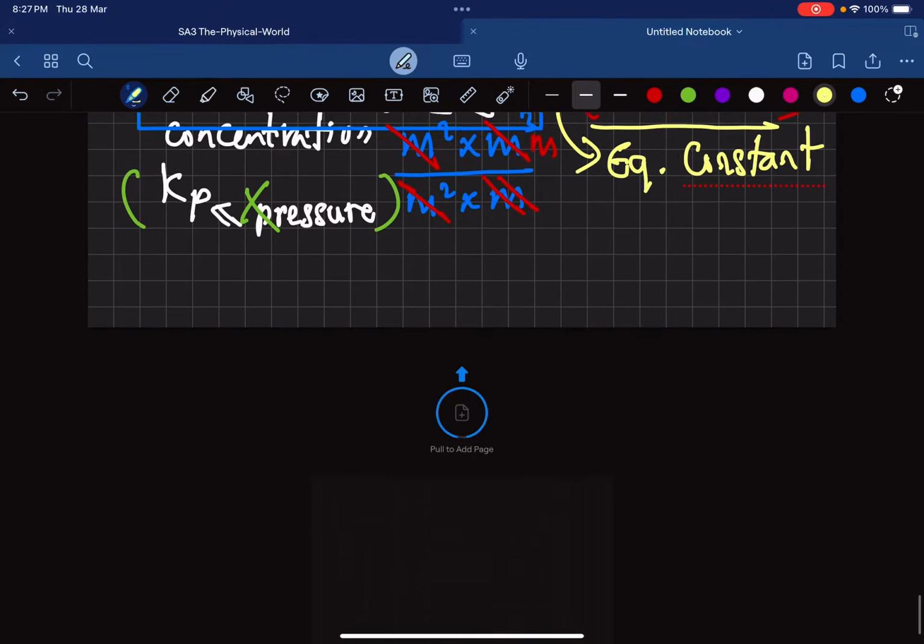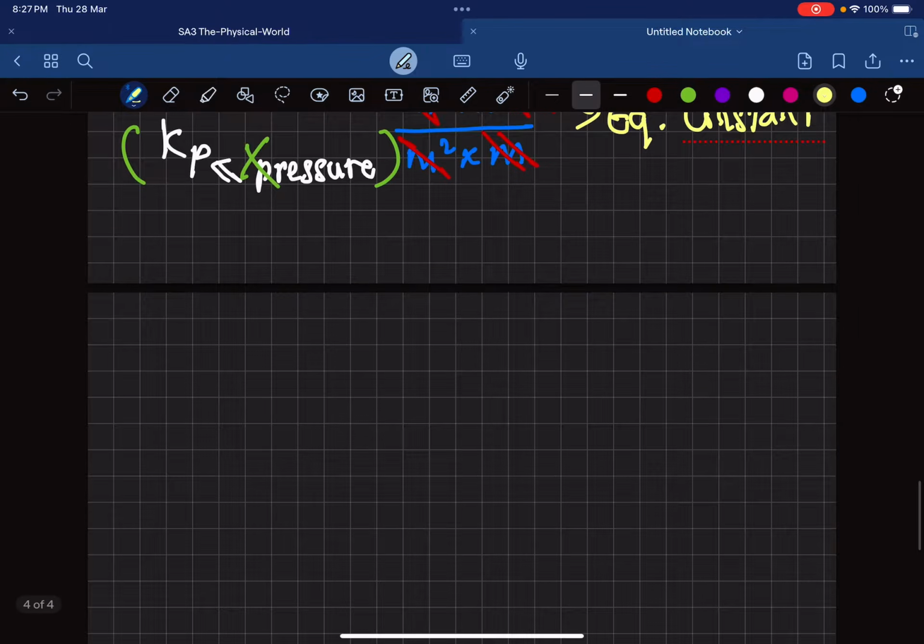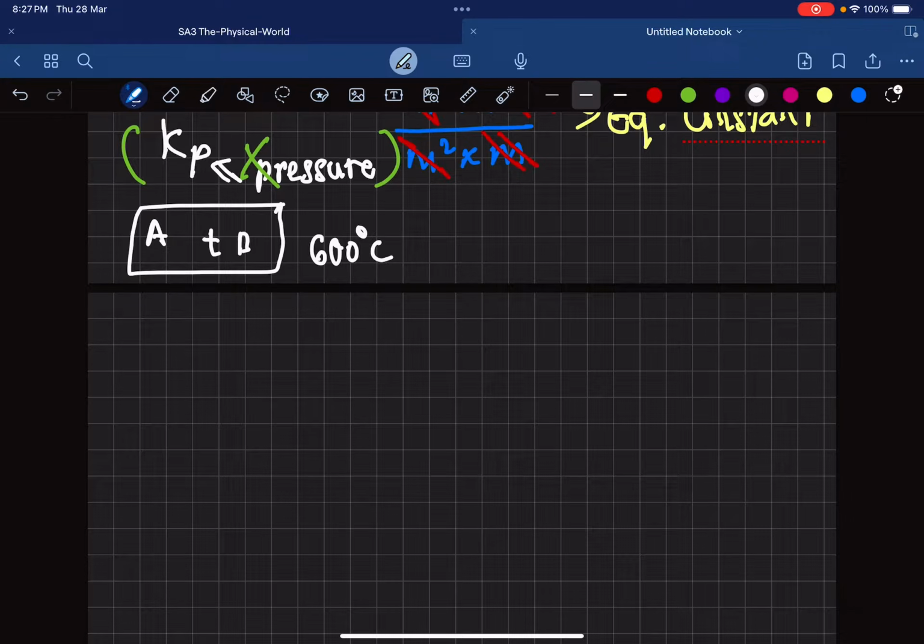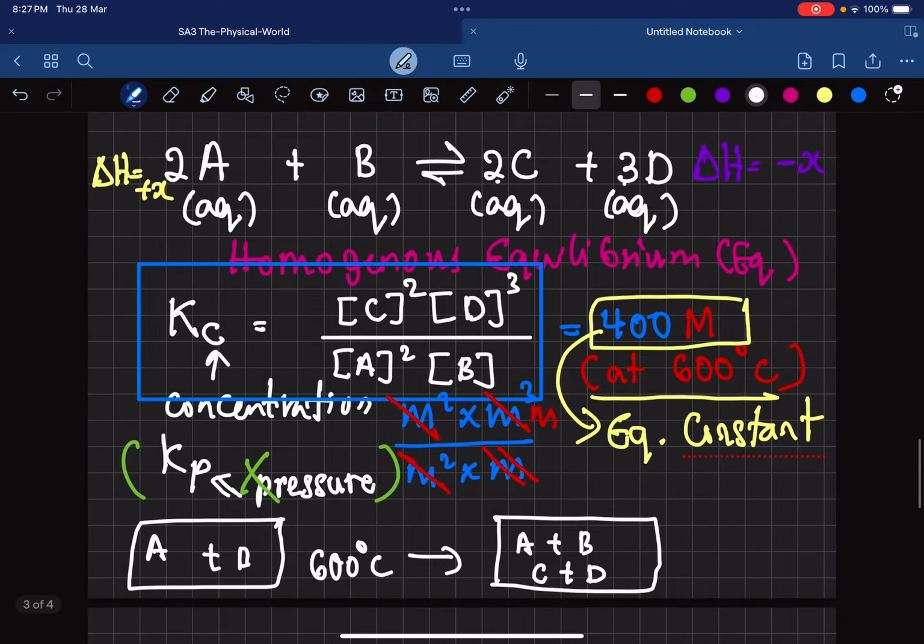Okay. So for example, let's say we have a container, and inside of this container we put A and we put B and we allow it to react. Okay, so we set the temperature to be 600 degrees Celsius and we allow this reaction to proceed. After a while, maybe after a few minutes or maybe after a few hours, you realize there is A and there is B and then C and then D. So in this reaction, the products were C and D.